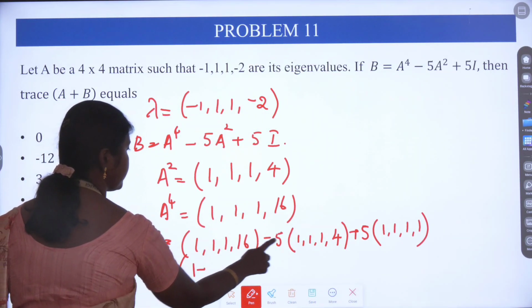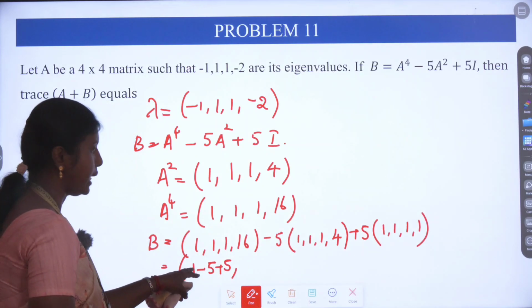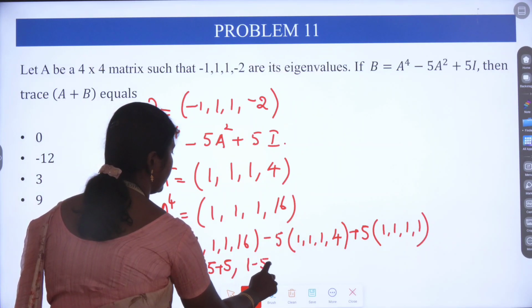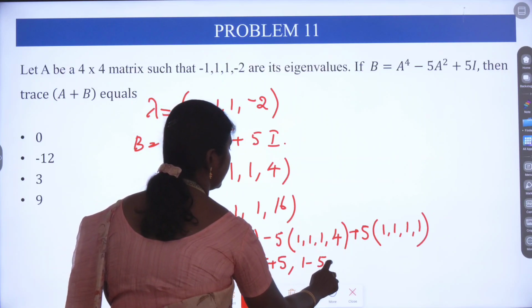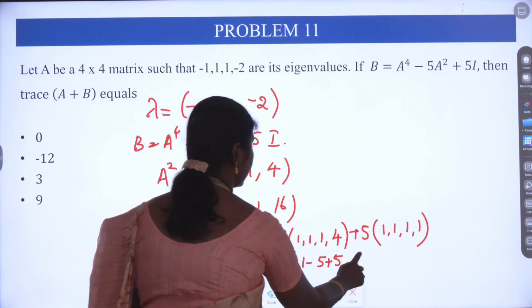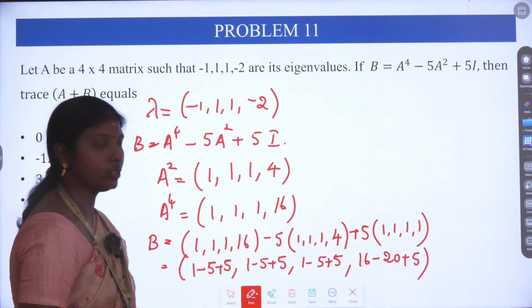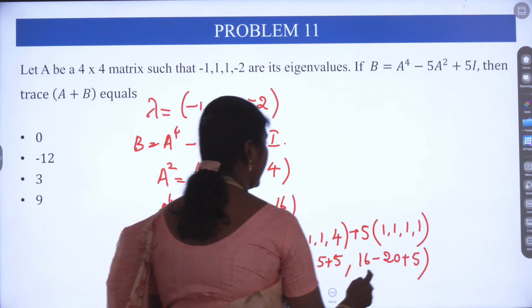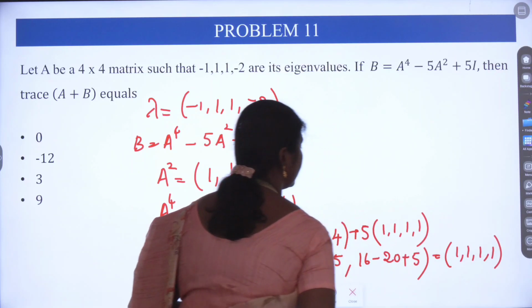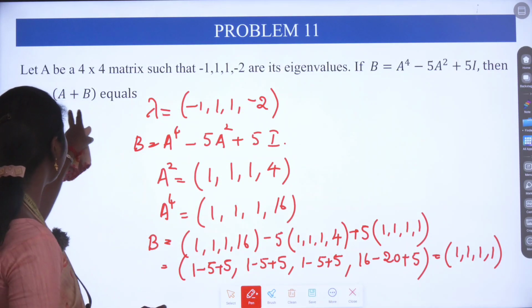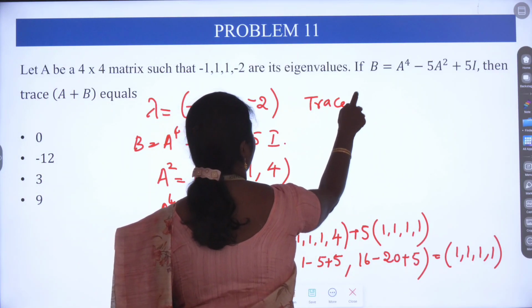So 1 minus 5 plus 5, which is 1. This is the first value. The second is 1 minus 5 plus 5, again 1. Then 1 minus 5 plus 5, again 1. The last one is 16 minus 20 plus 5, which is 1. So the eigenvalues of matrix B are 1, 1, 1, 1. After finding B, we need to find the trace of the matrix A plus B.